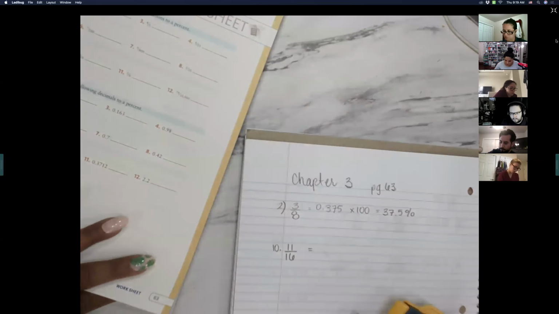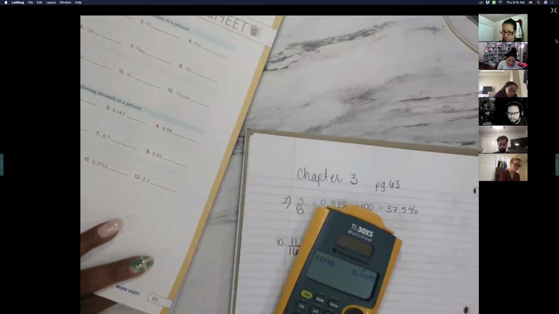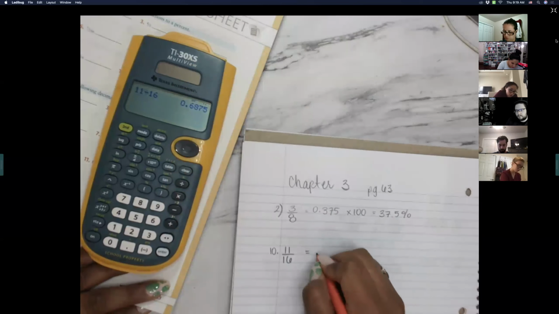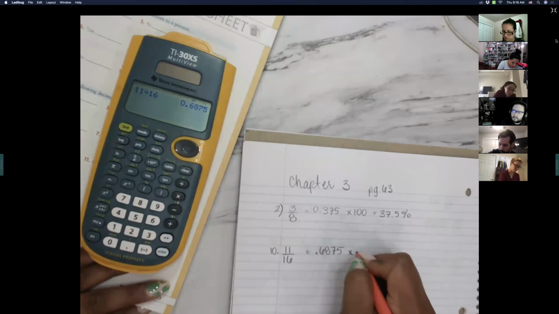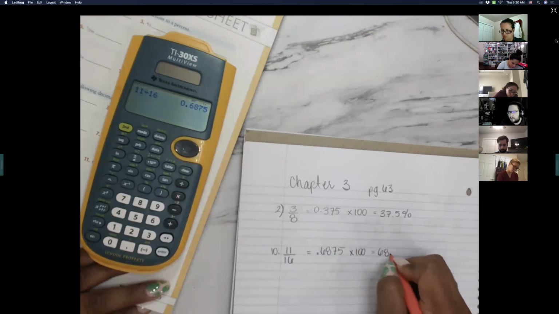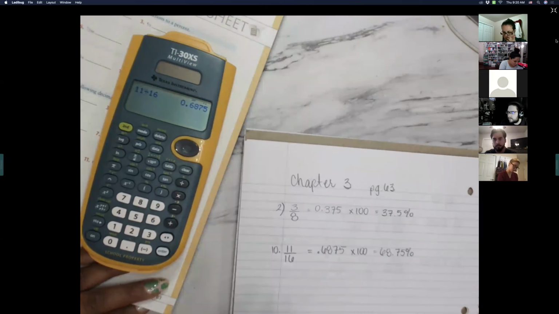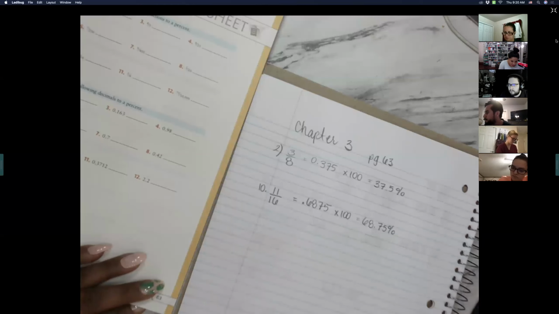Okay, number 10 is asking us to convert 11 over 16. So we take our calculator, 11 divided by 16. 68.75%. So our decimal is 0.6875. We take that, we multiply it by 100, and our answer is 68.75%. Okay? And that's all of that first section.